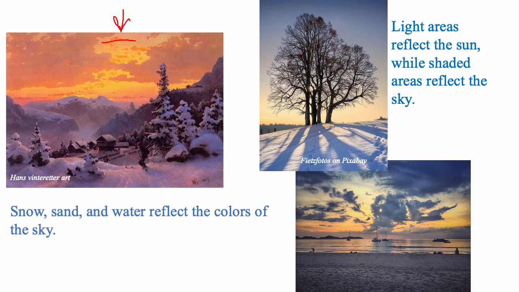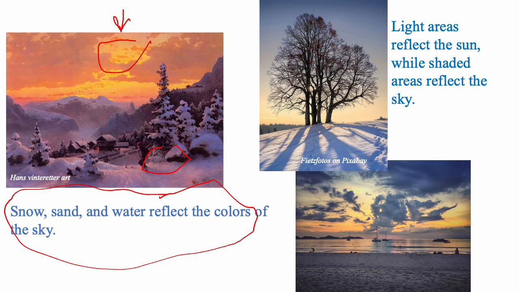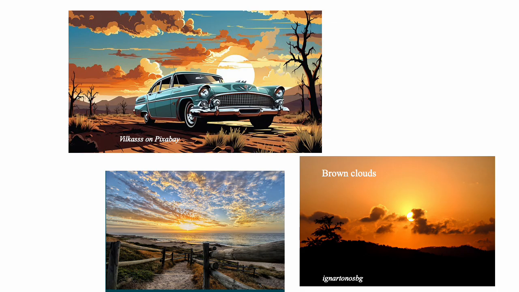Well, we can't have an orange sky and purple snow because snow reflects the sky colors. Snow, sand, and water all reflect colors of the sky. In this image, we see that the light area reflects the yellow part of the sky, whereas the shadows reflect the blue part. And over here, the sand and parts of the water reflect the dark clouds.